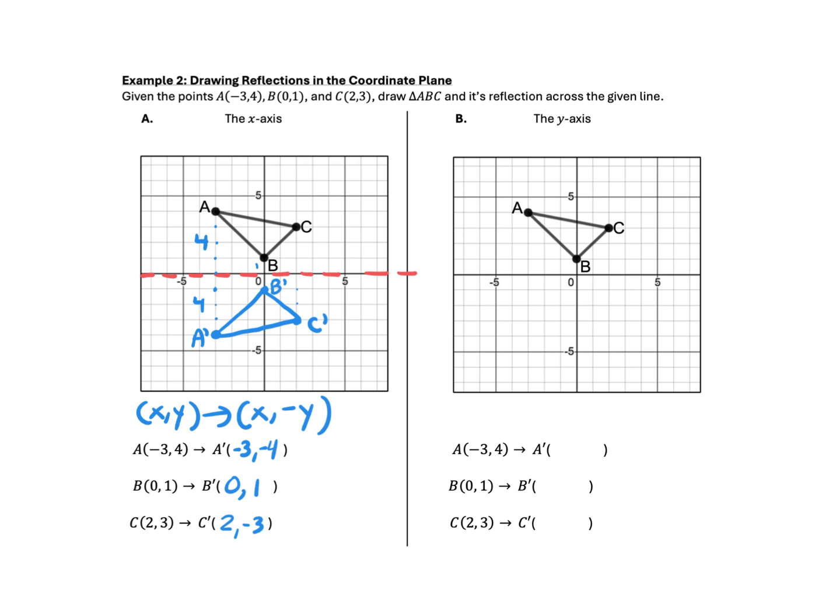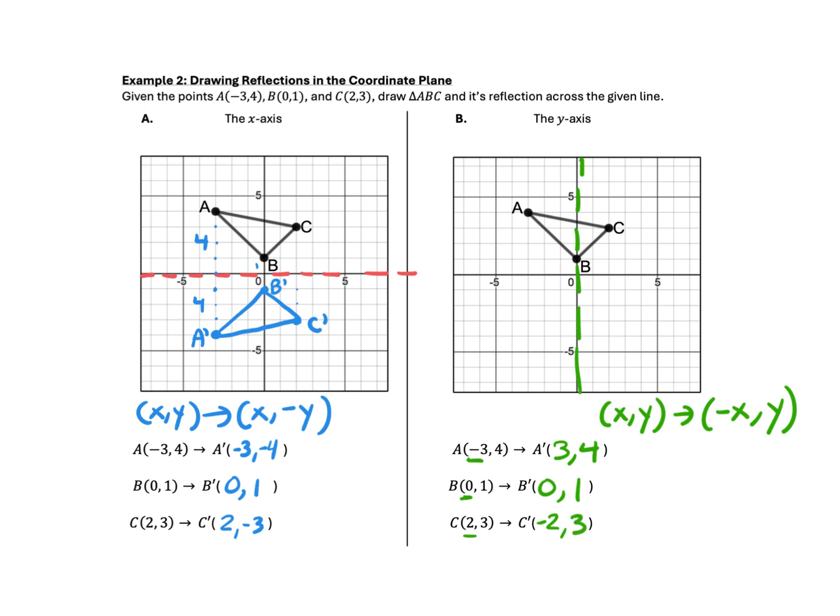For reflection across the y-axis, this time our ordered pairs (x, y) will map to (-x, y). The x flips and the y stays. Here, that -3 flips to +3, 4 stays the same. 0 we cannot flip, so that one's going to stay the same. And then 1. 2 can flip to -2, and 3.